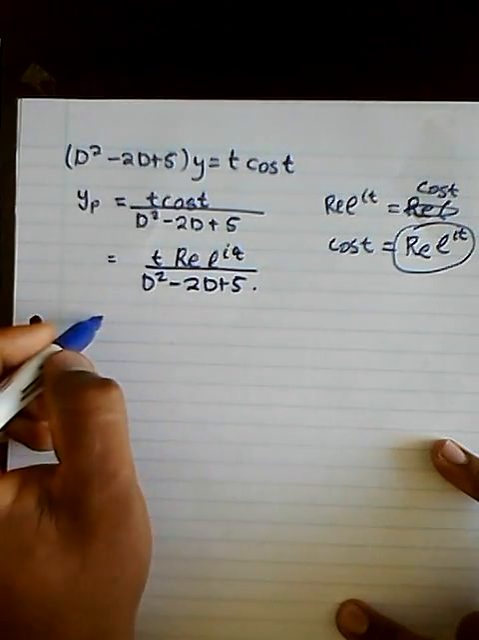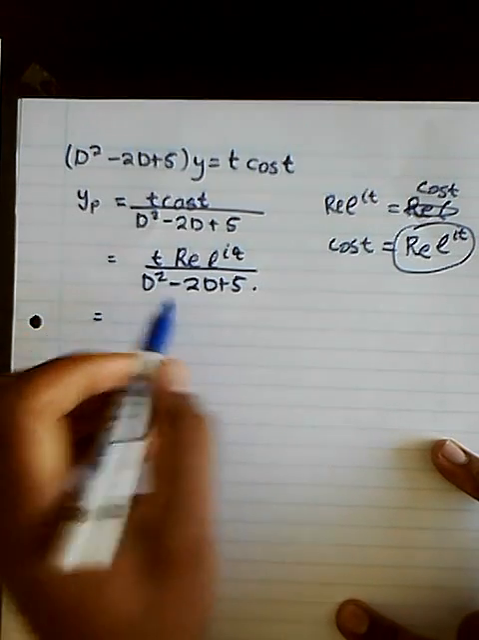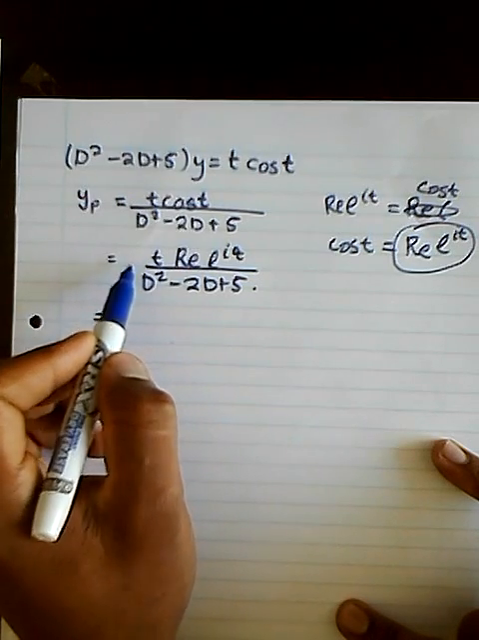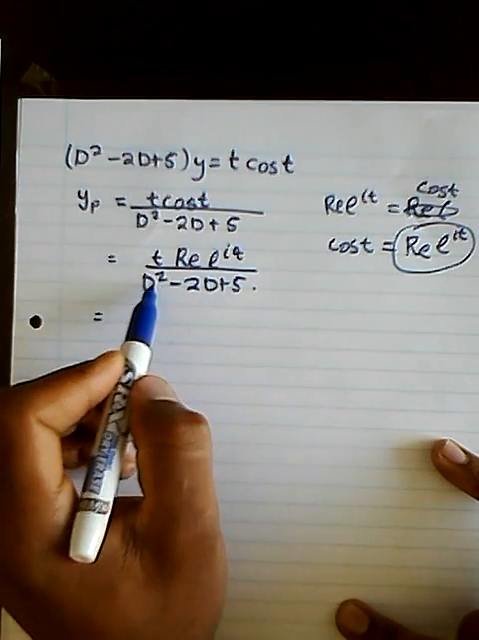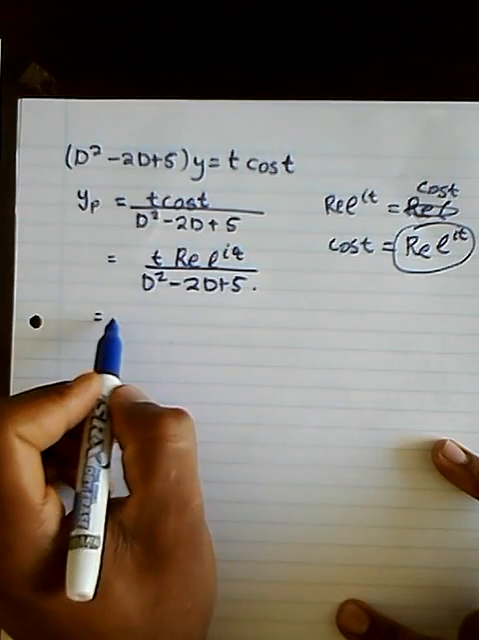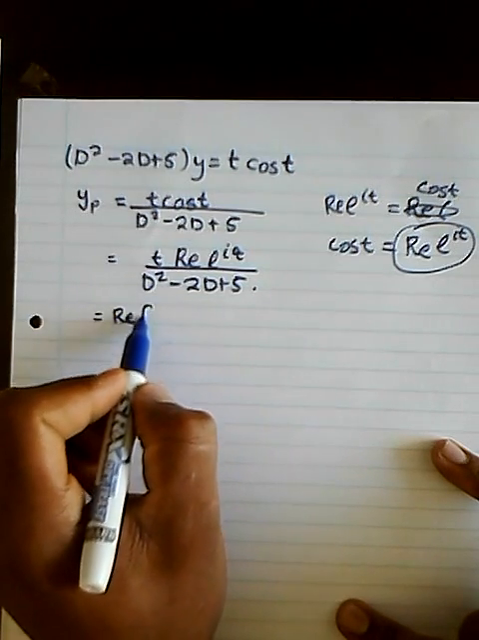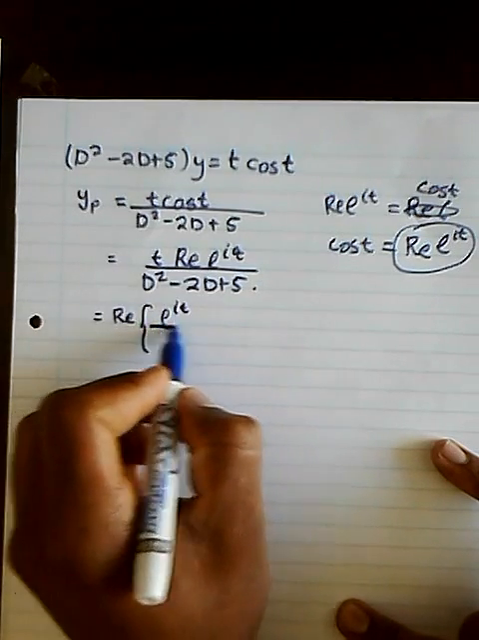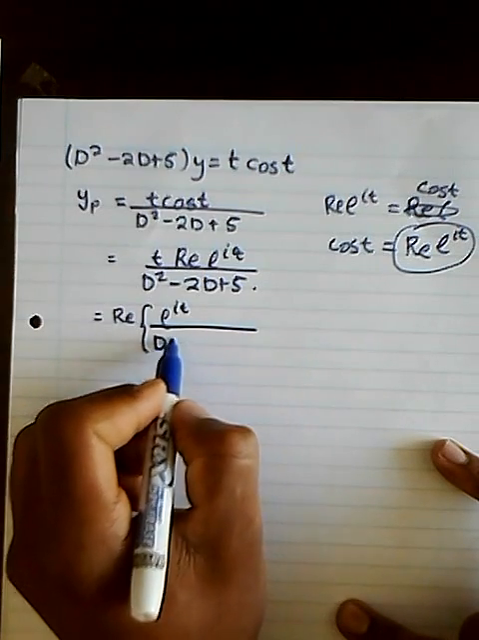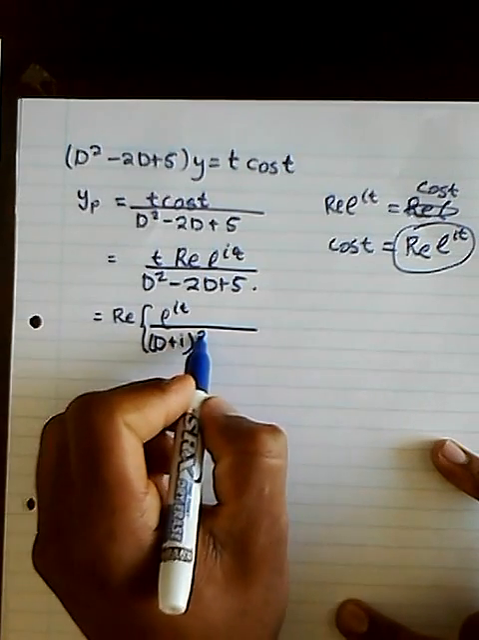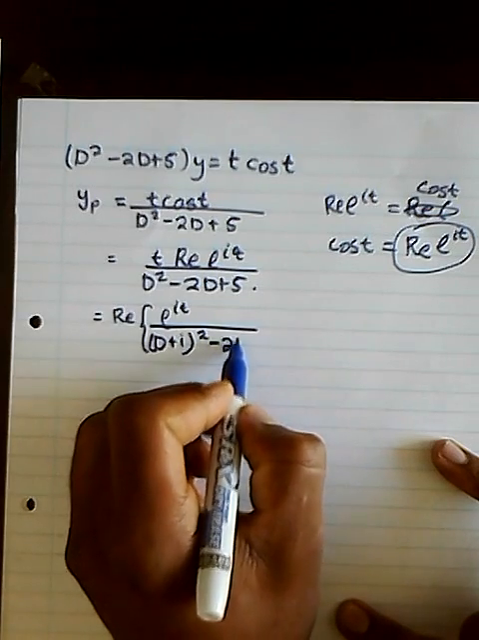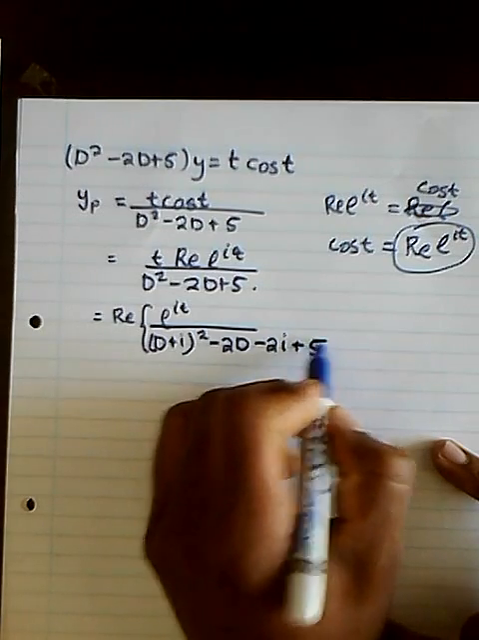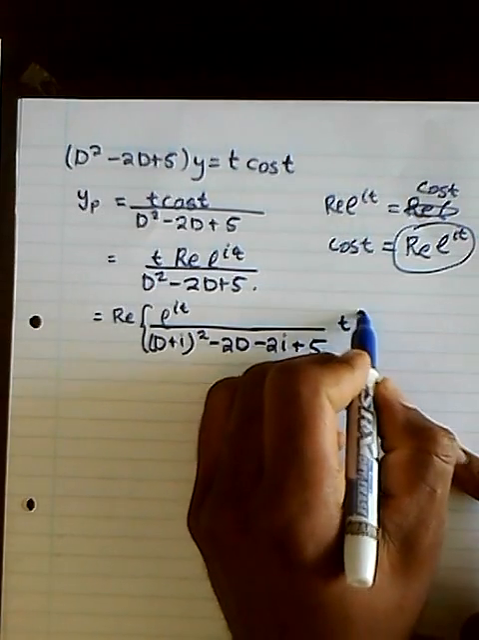We're going to then apply the shift lemma, which tells us that we take this real representation here and substitute d by d plus i. So we're going to have the real part of e to the it divided by d plus i squared minus 2d minus 2i plus 5, operating on t.